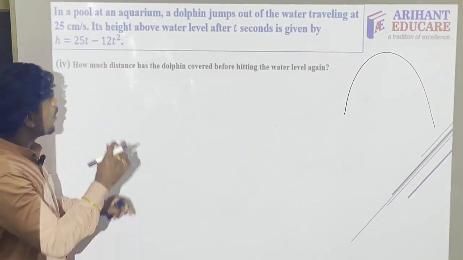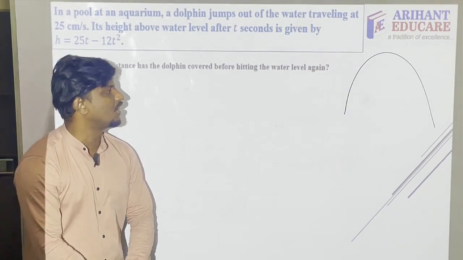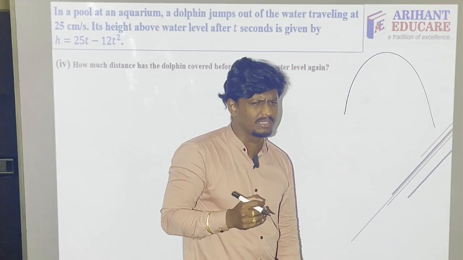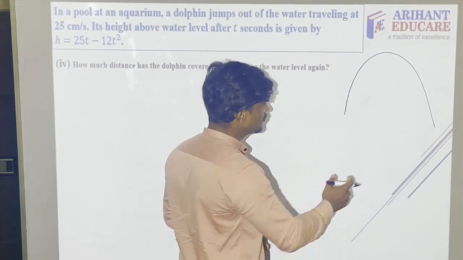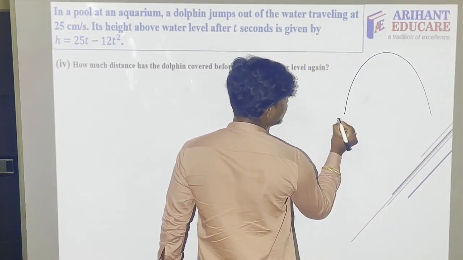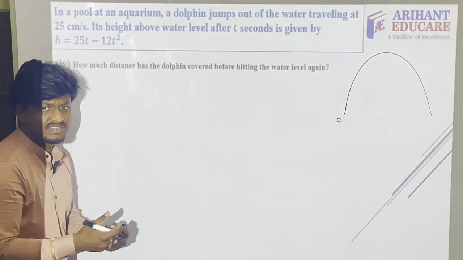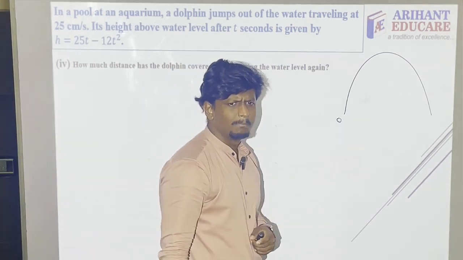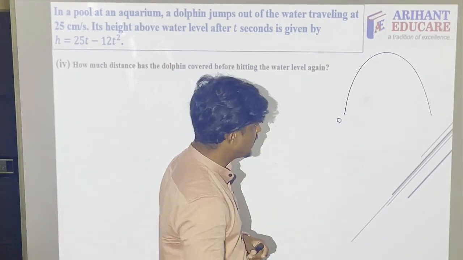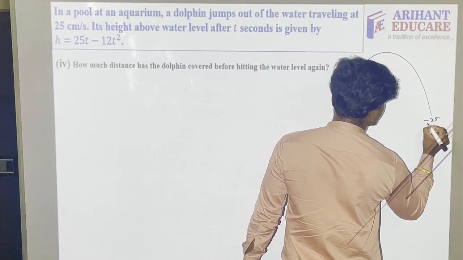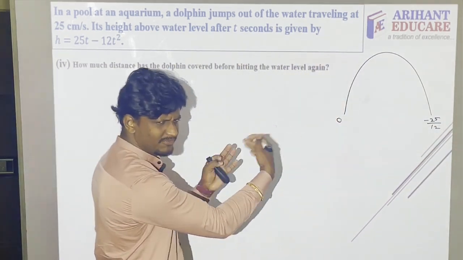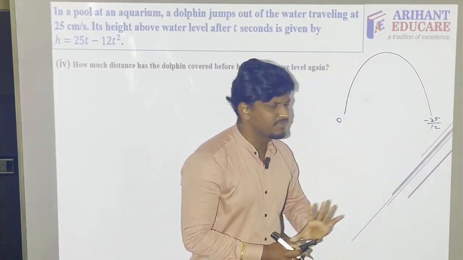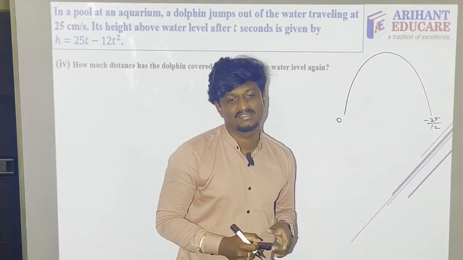Last question says, how much distance has the dolphin covered before hitting the water level again? Before hitting the water level, in the beginning, let us assume it was at, let's say, 0, right? When the time started, it was at 0. And what is the second 0 we got? Minus 25 upon 12, if you remember, right? So let's say minus 25 upon 12 is the other 0. I know the left and right doesn't matter. I'm just making sure you understand the question. 0 to minus 25 upon 12. This is the time frame it has traveled.